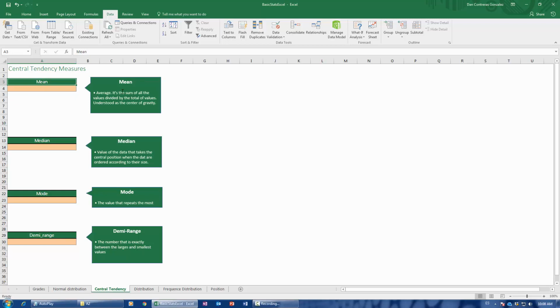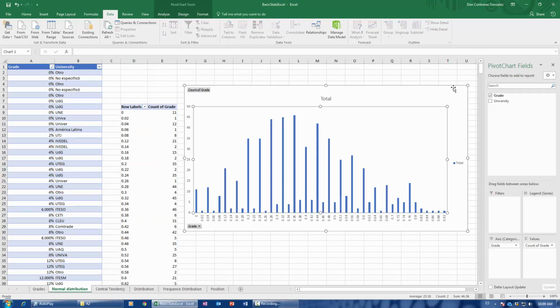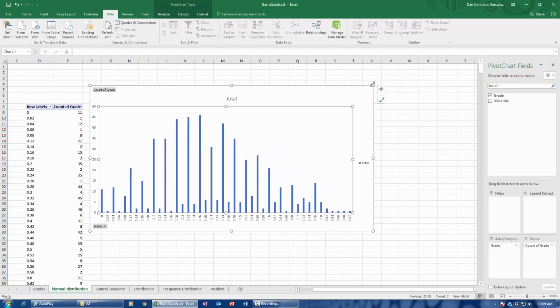Now, the mean, as it says right here in the definition, is the sum of all values divided by the total of the values. But I think that the most important part is right here. It's understood as the center of gravity. So, if I were to take the mean of all the grades, basically what I would be doing is imagine that this little chart over here is a seesaw. And I am trying to balance the aforementioned seesaw.